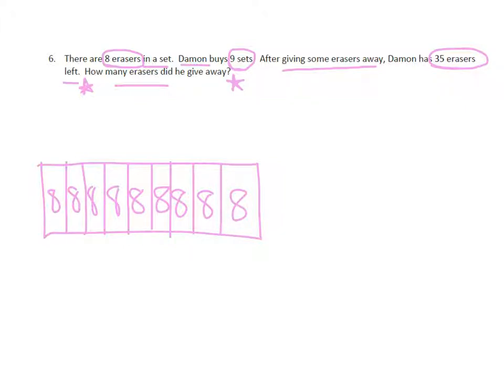Next it says that he gives some erasers away and that he has 35 erasers left. So I'm not really sure how much he had all together. I'm not sure what that total is. So I think that's what I need to do first. So this looks to me like it's going to be a 2-step problem, just like the other one. So how would I figure out how many erasers he has all together if there are 8 erasers in each of the 9 sets? Pause the video while you work and replay when you are ready.